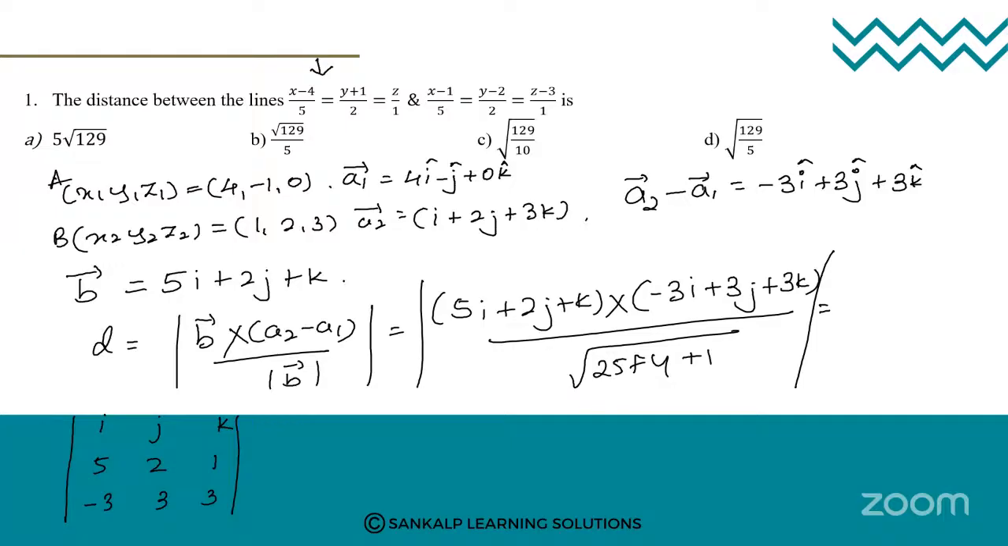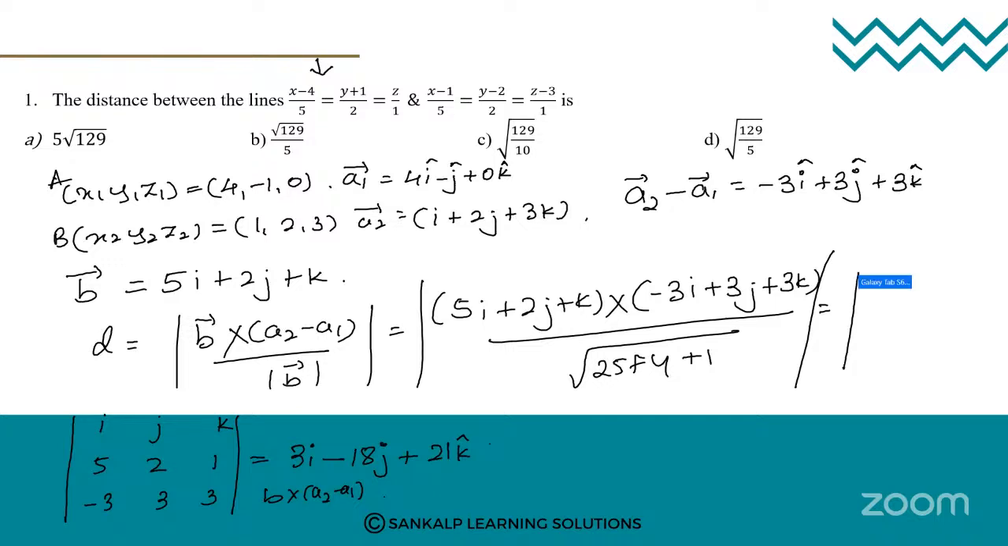So how much does this come to? 6 minus 3. So this cross product is 3I minus J. 5 into 3 is 15, minus of minus plus 18J, plus K into 5 into 3 is 15, 15 plus 6, 21K. So this is the cross product of B cross A2 minus A1.